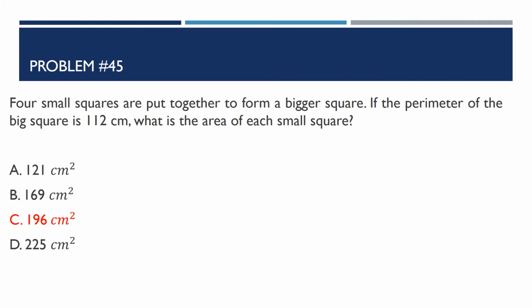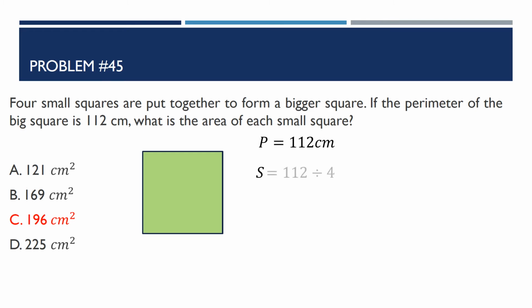So let us illustrate the problem first. Four small squares are put together to form a bigger square. So it's like this. If the perimeter of the big square is 112 centimeters, we're going to look for the area of each small square. So it's given that the perimeter is 112 centimeters. So what we need to do is to find the area of this big square, and then we divide by 4. But before that, we need to know first the length of each side of this big square.